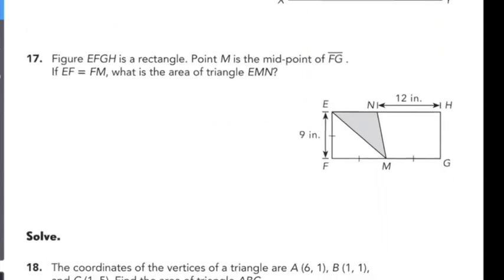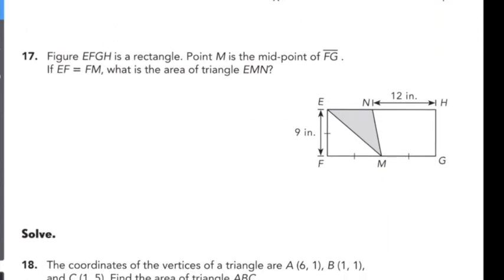Number 17 is a little bit tricky, but let's look at it. Figure EFGH is a rectangle, so the big area is a rectangle. Point M is the midpoint, so that means FM equals MG. Now, EF equals FM, so that means these two are equal. Well, this side has to be equal to that side.